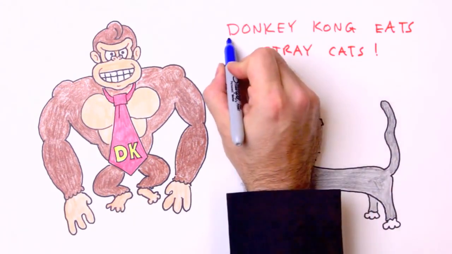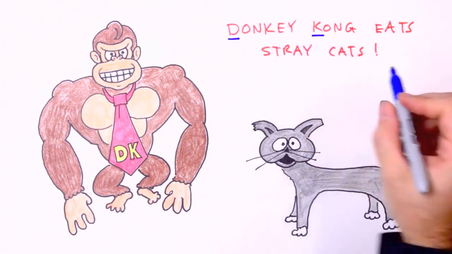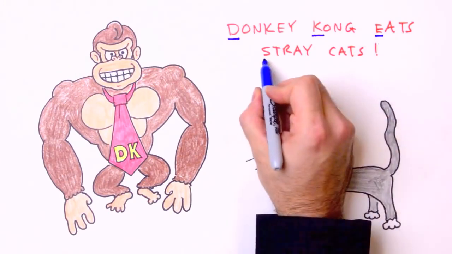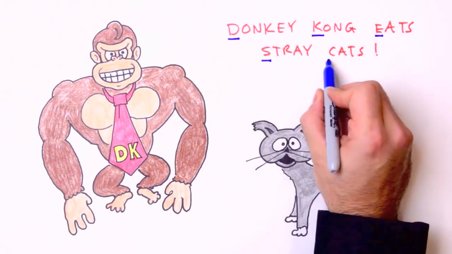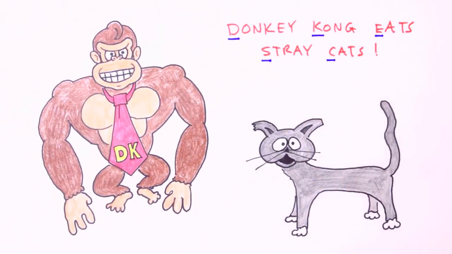So there it is. Draw a picture, knowns and unknowns, equation, solve symbolically first, and check your answer. Donkey Kong eats stray cats.